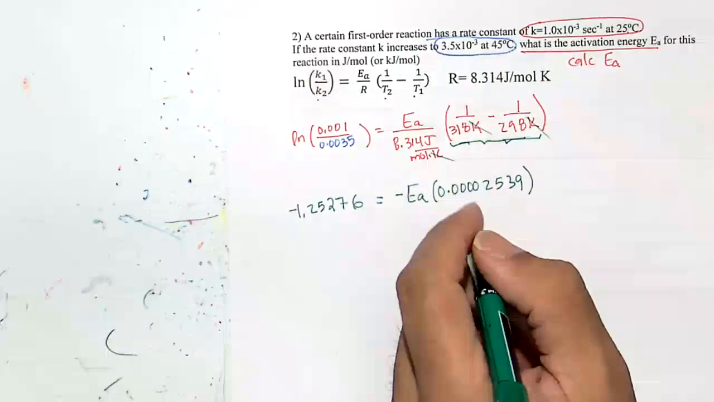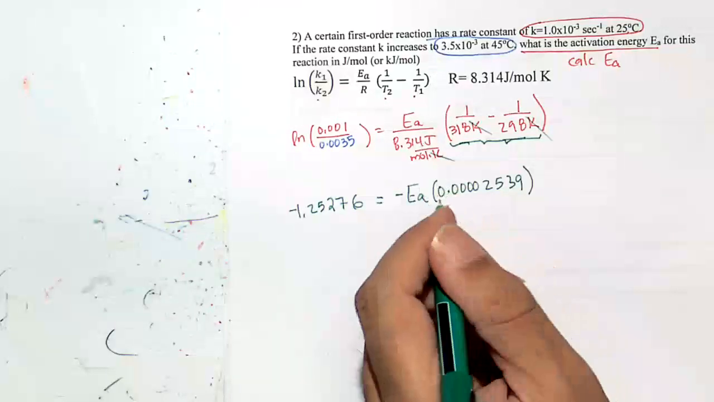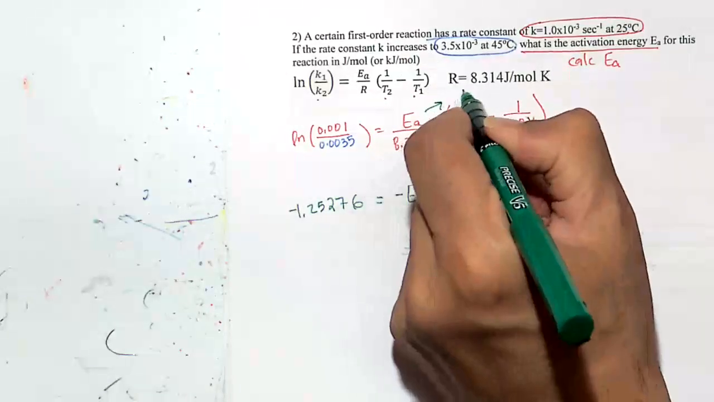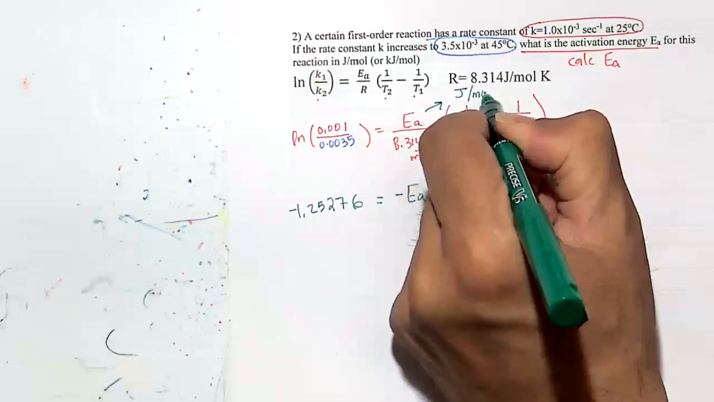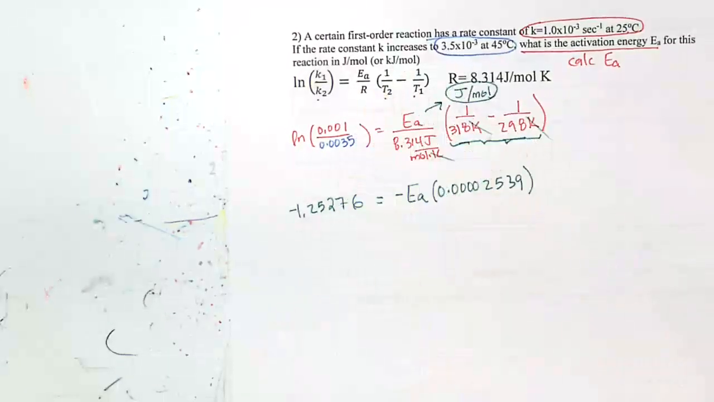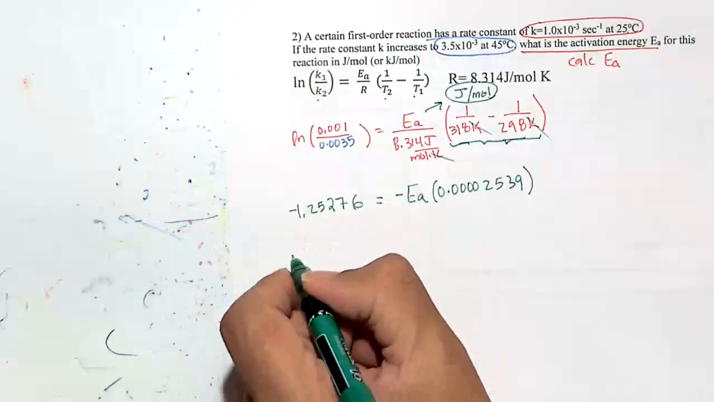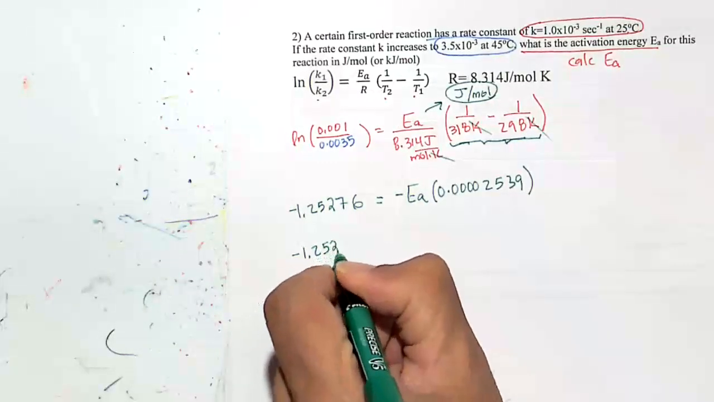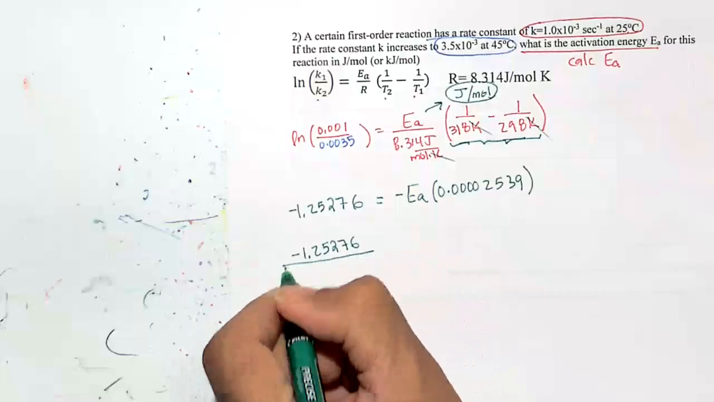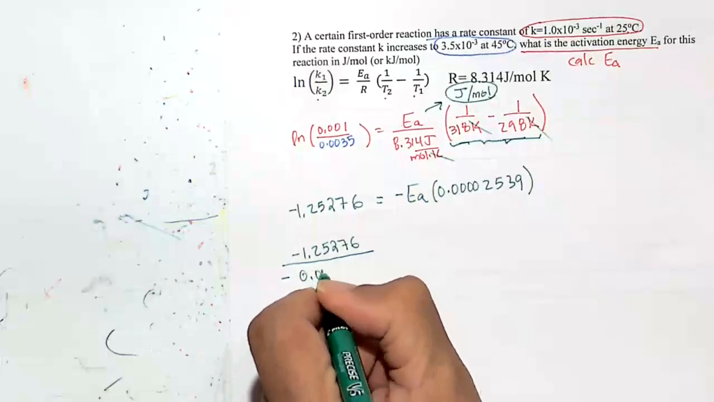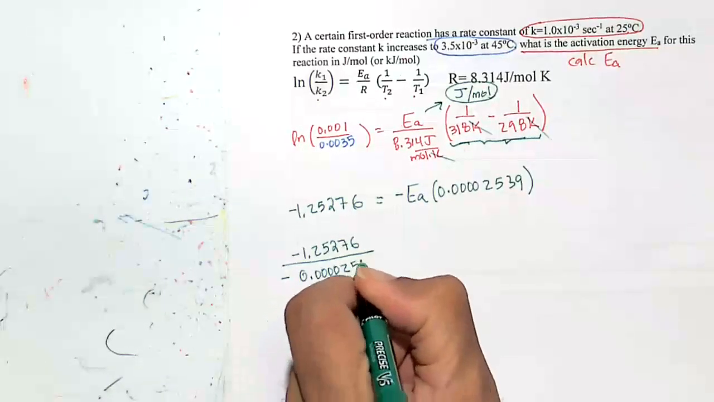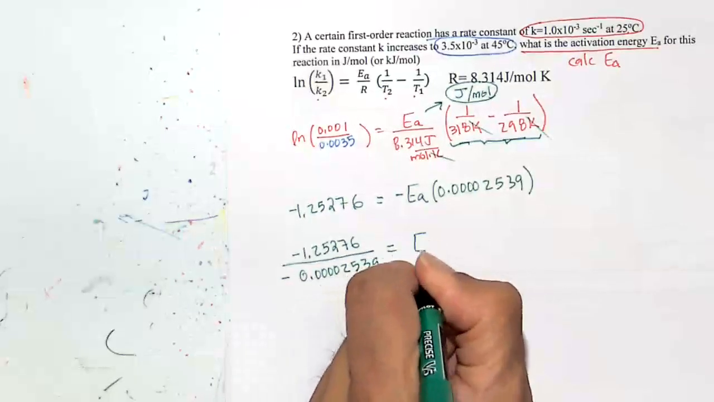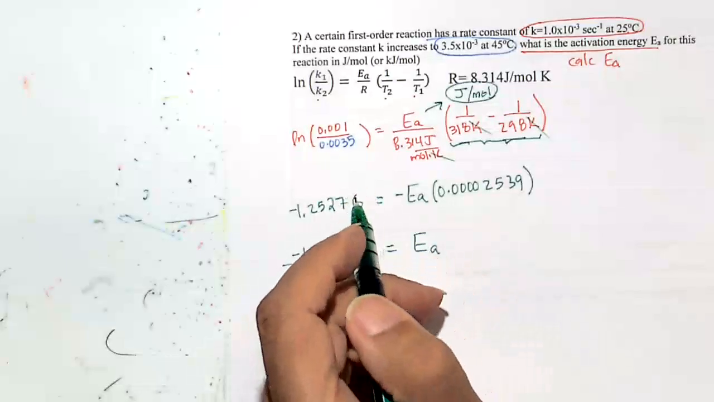Right, my final units are going to be joules over mole, because that's what an activation energy is. Okay, so make sure you put in those units at the end of the problem. All right, so minus 1.25276 divided by minus 0.12342539 equals activation energy EA.